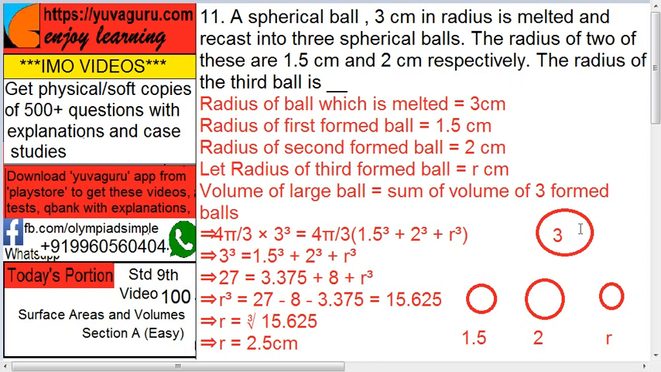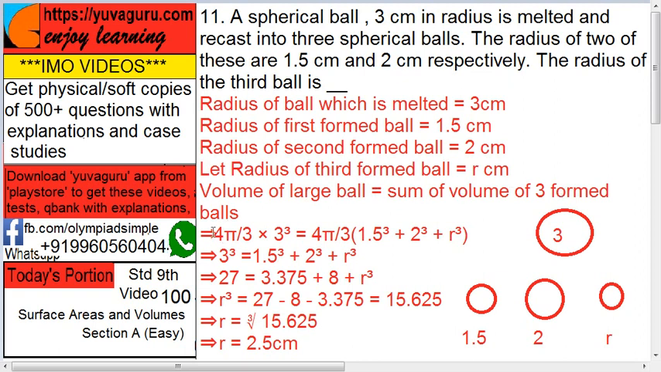Remember, the volume is same. This metal is converted, so this metal remains the same. So volume of this will be equal to the total of these three. So now it's easy. Volume of large ball equals the sum of volume of the three small balls.